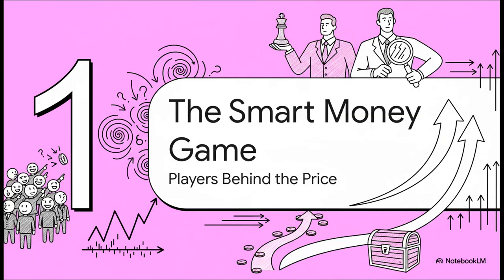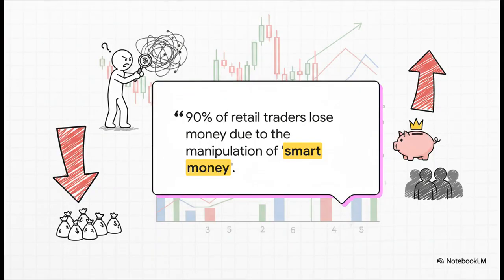The smart money game. It's really helpful to think of the market exactly like that, a game. And in this game, you've got two kinds of players. On one side, you have us, the retail traders, the little guys. And on the other side, you've got the smart money. These are the big players, the massive institutions. And believe me, they aren't playing by the same rules, and they definitely don't have the same impact on the price.